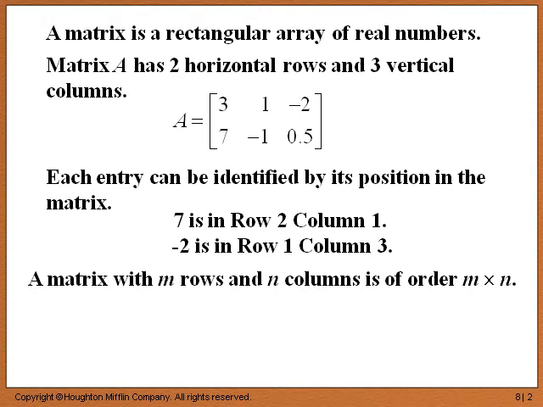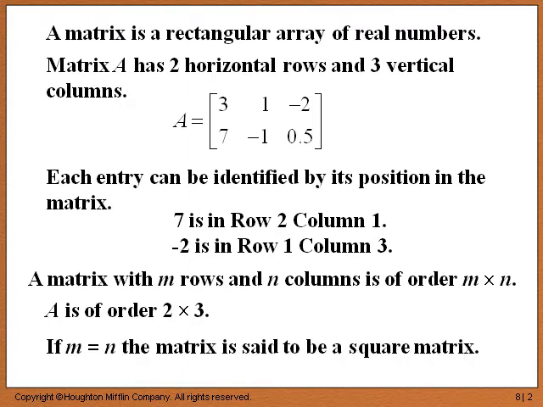A matrix with m rows and n columns is of order m by n. Most of this screen is just to make sure that you understand the terminology for dealing with matrices. Matrices have order, and the order is the number of rows by the number of columns, so m by n. The matrix A that we showed at the top of the screen is of order 2 by 3 because it has 2 rows and 3 columns, so it's a 2 by 3 matrix. A is a 2 by 3 matrix.